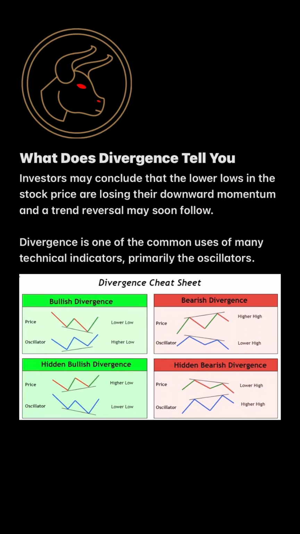Investors may also conclude that the lower lows in the stock price are losing the downward momentum, and a trend reversal may soon follow. Divergence is one of the common uses of many technical indicators, primarily off of the oscillators.